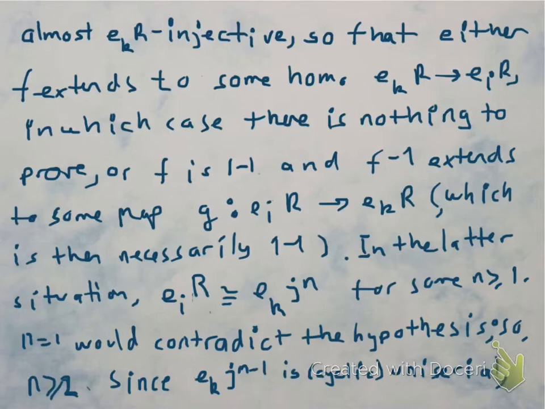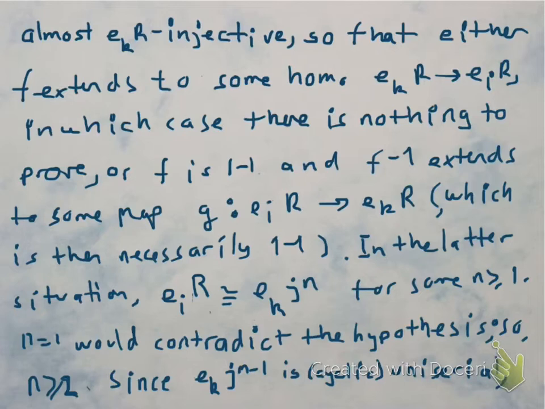So in this case, we are going to assume that n is greater than or equal to 1. You may ask, what if this n is 0 and EIR is isomorphic to EKR via G? But then G would be an extension of F inverse, which means G inverse would extend F. So in that case, there would be nothing to prove. So we focus on this case, and the situation n equals 1 would be a contradiction to the hypothesis. So we will assume n is greater than or equal to 2.